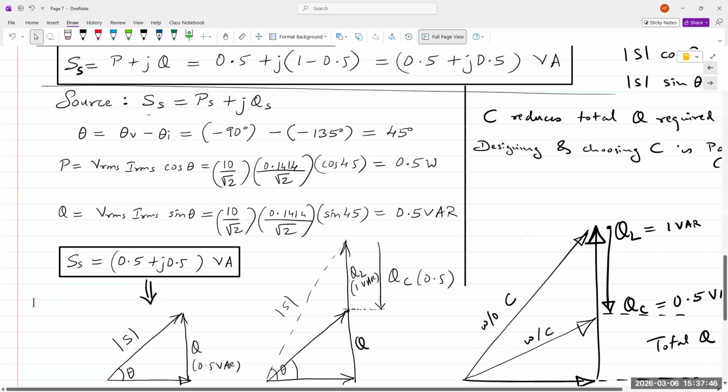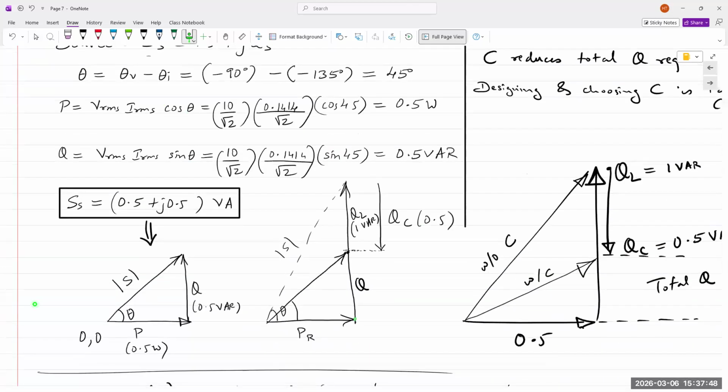The inductor requires 1 VAR. So right here, without the capacitor, the triangle is larger, the power angle is larger. But the capacitor supplies half of the requirement, so it brings it down, and my power triangle only goes up to here, which is what we did in lab 8. QL pointing up requires 1 VAR, QC pointing down supplies half of that, 0.5 VAR. So the power angle is smaller with the capacitor.